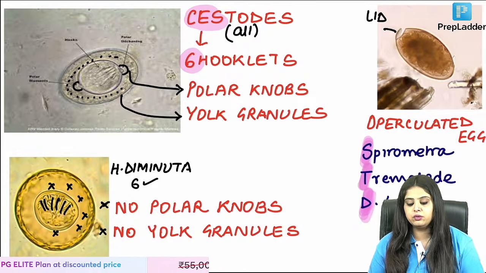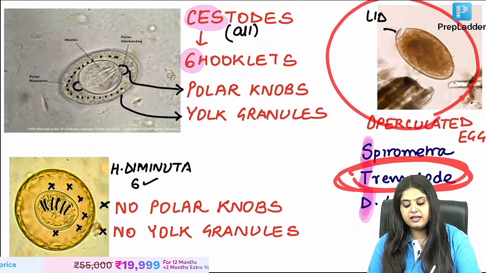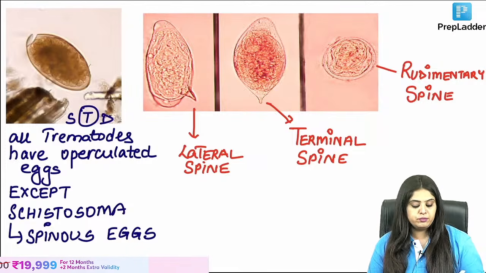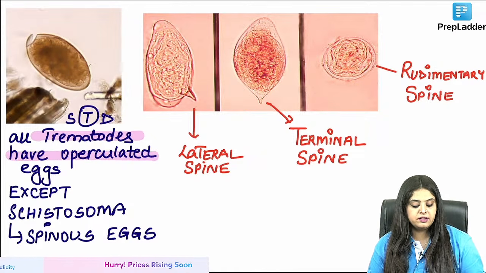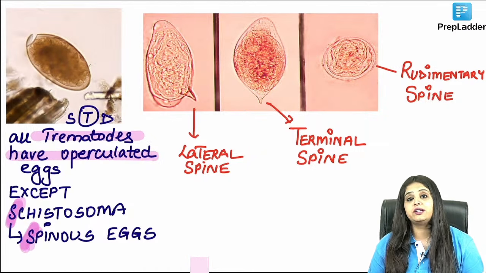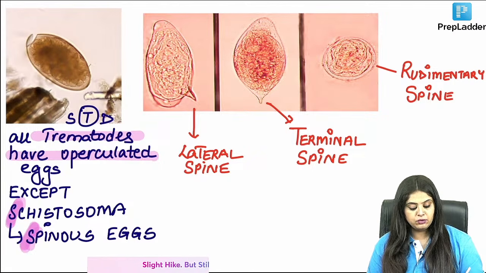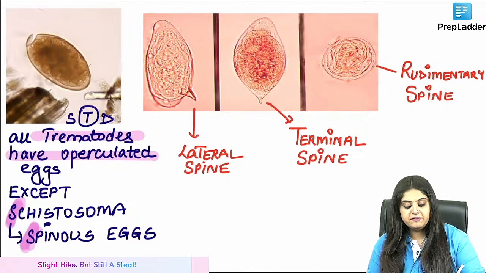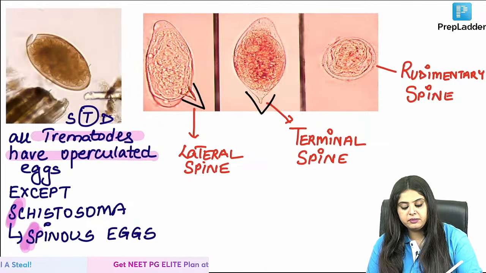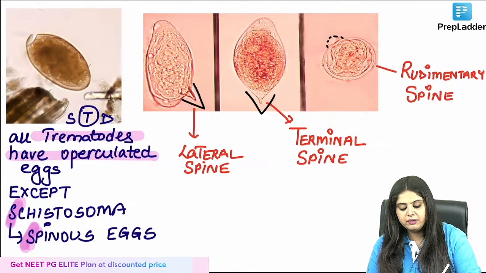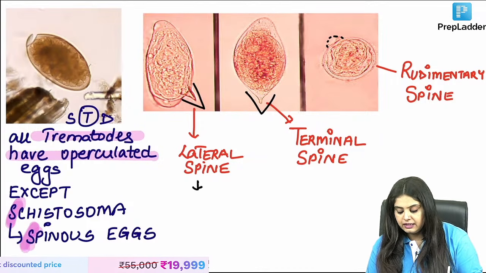Now let's go to trematodes. All trematodes have this lid egg, but Schistosoma won't agree. All trematodes have this egg, but Schistosoma says no, no, no, I want S. I want spinous eggs. Now those 3 spines are in front of you. If it says lateral spine, terminal spine, or hardly visible rudimentary spine, then lateral is Schistosoma mansoni.